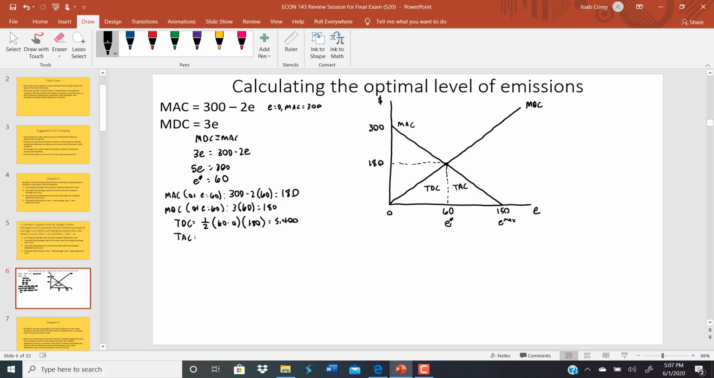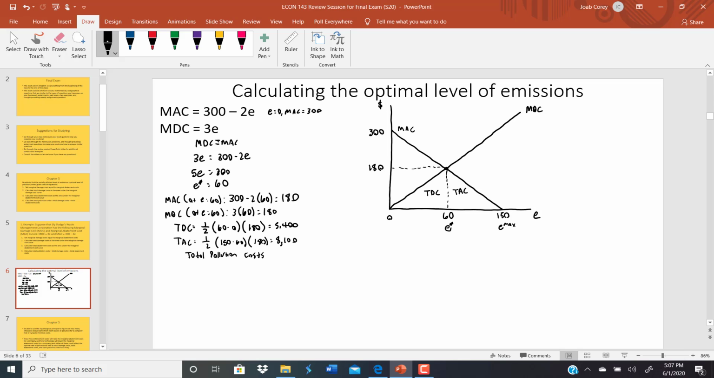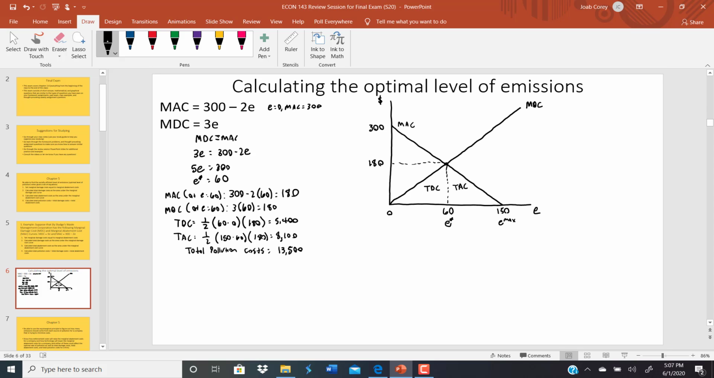Now, total abatement cost is just the area of that triangle, and so that'll be 1/2 of that max number of emissions, 150, minus 60. That's going to be the base of that triangle, right? That's going to be equal to 90 times 180. And 90 times 180 is 8,100. So now our total pollution costs are just those two added together. So that's going to be equal to 13,500.